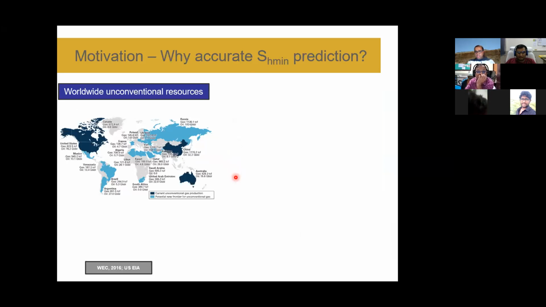But where does this motivation come from? This motivation actually comes from the scenario of worldwide unconventional resources. If you can see this map, probably of the United States, a couple of years ago they were basically taking their energy mostly from the Middle East and so on. But now they are able to develop this gas shale so much that they are actually exporting it, and some of the natural gas is coming to India as well.